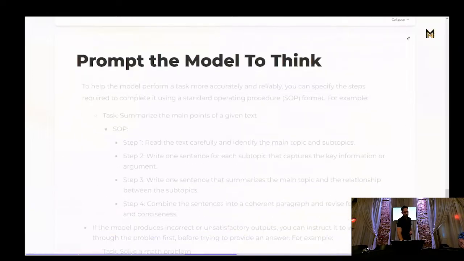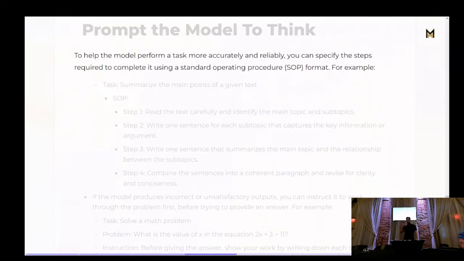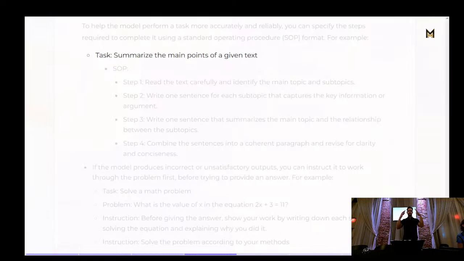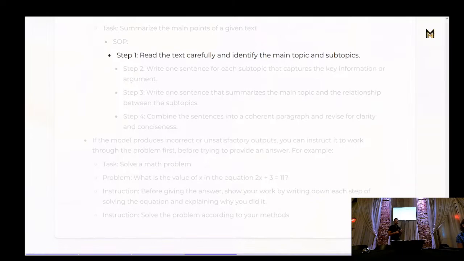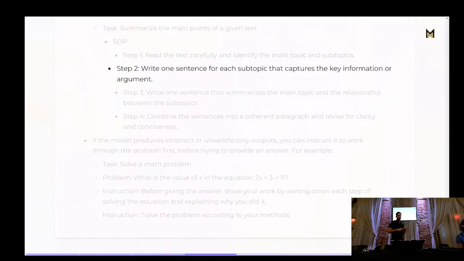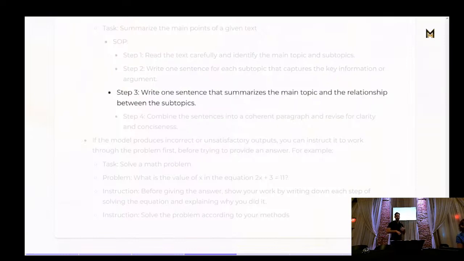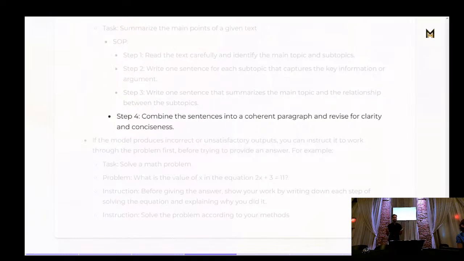The next thing is prompting the model to think. So if you give it time to think, if you give it a framework and a task SOP, the chances are you are going to get a better response because you're telling it the certain steps to take to get to a response. A good example of this is to summarize the main points of a given text. The SOP for this is, first, read the text carefully and identify the main topics. Step 2, write one sentence for each subtopic. Step 3, write a sentence that summarizes all the main topics and the relationships between the subtopics. And then step 4 is combine the sentences into a coherent paragraph.